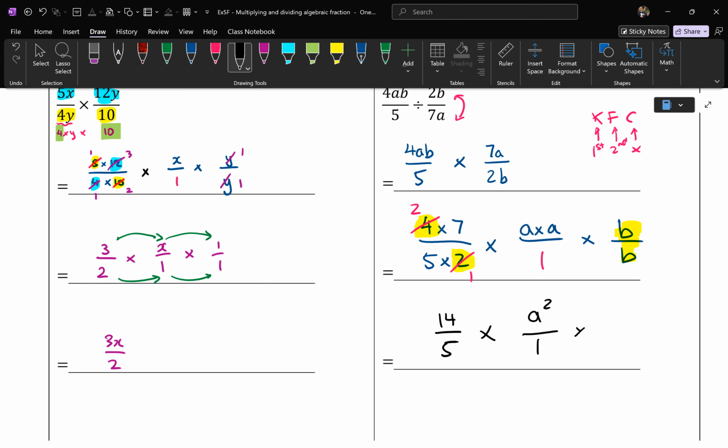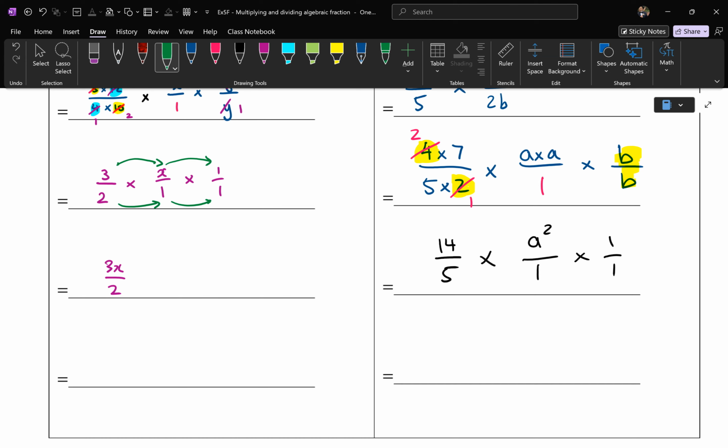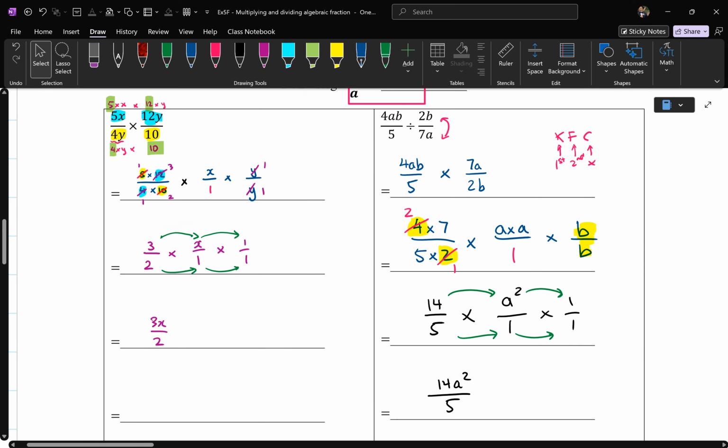Now, once you simplified everything down, you can then do top with top, bottom with bottom, and your fraction is as small as it could be. So here, top with top, bottom with bottom. Your final answer is then 14a squared over 5. Okay, so 14 times a squared is 14a squared, times 1 is still itself, 5 times 1 times 5 is still 5. So if I zoom out, this is the skill that you're practicing today.